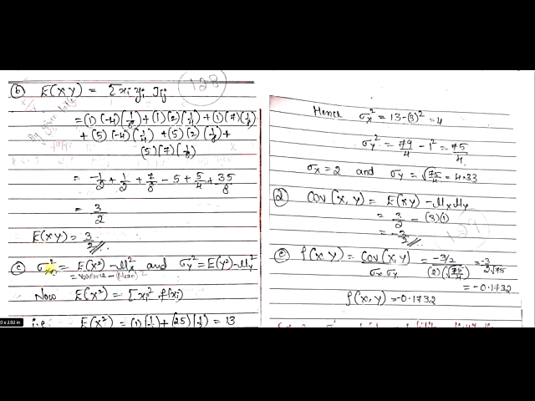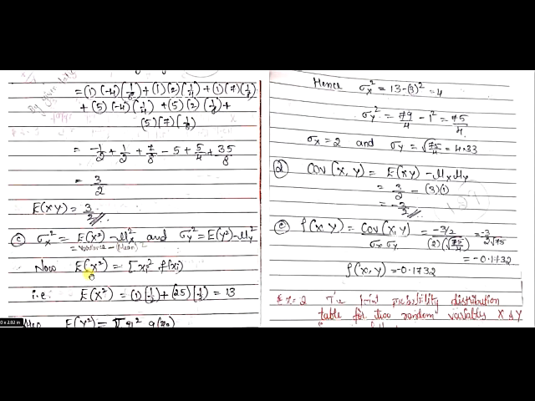What is the formula for standard deviation x square? E of x square minus mu x square. In short, I have written here that E of x square is nothing but the variance, minus mean x squared. So what is variance x? E of x square is nothing but xi square into f of xi. This is the formula for variance.